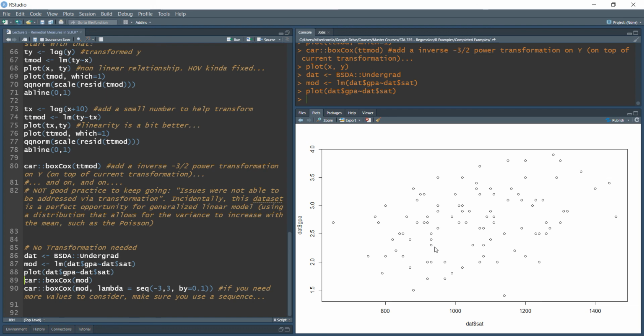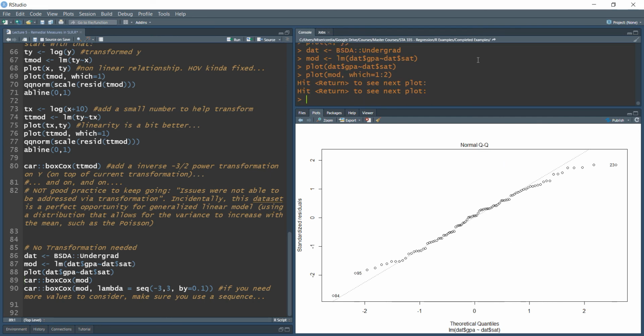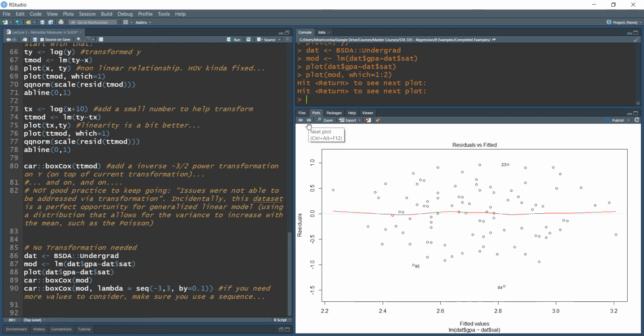Let's say I really thought for some reason that my residual plot was way off. So let's do a plot of our model real quick, and let's see what we have with these two plots. So, residual plot, and I've got my QQ plot here. You'll see this is plot 1 and 2 from the default model plots.